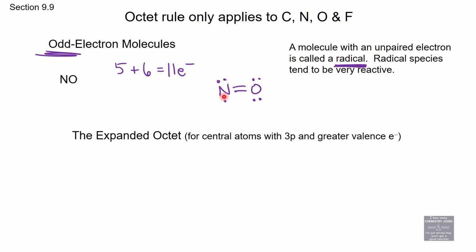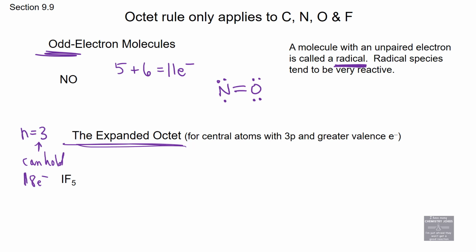The octet rule applies to the small atoms in the second period. That's carbon, nitrogen, oxygen, fluorine. If you're in the third period, that's 3p as in s, p, d, that means your valence shell is n equals 3. You remember this, right? The third shell of electrons can officially hold 18 electrons. So elements in the third period can have more than 8 in their valence shell. And that's called the expanded octet.